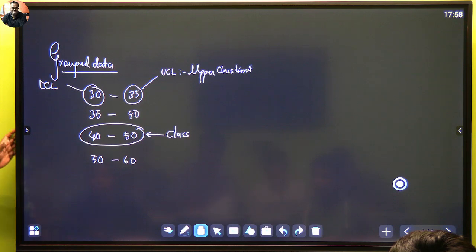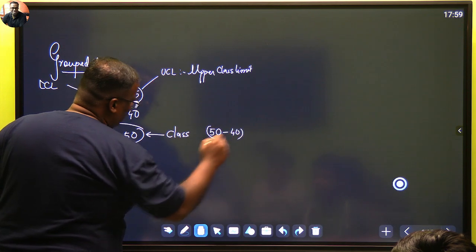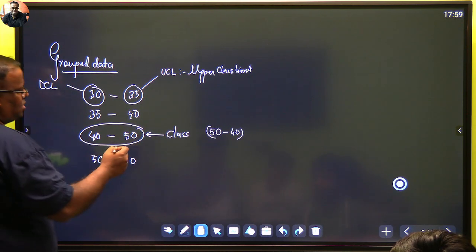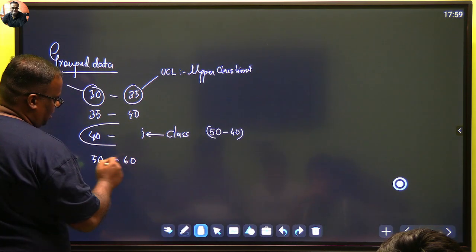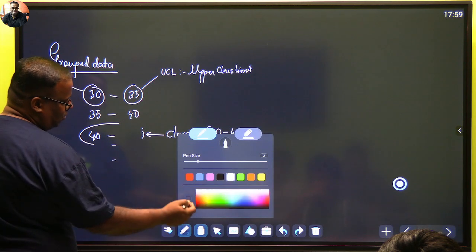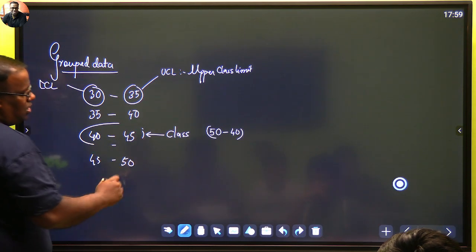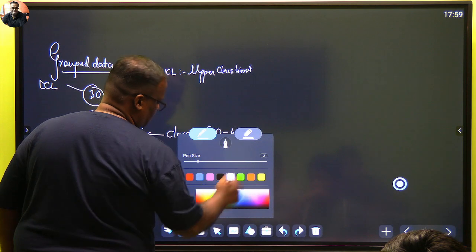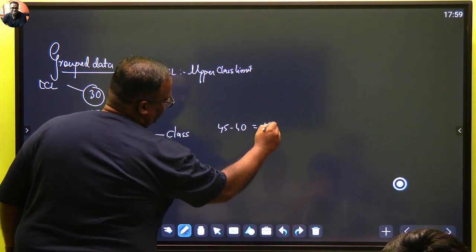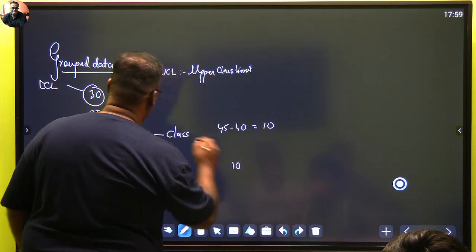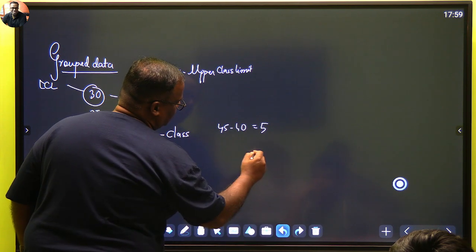ठीक है. 50 minus 40, 45 होना चाहिए था. सॉरी. ओके, सो 45 कर देते हैं. And then 45 to 50. नहीं तो पहले आपको गड़बड़ी हो जाएगा. So say 40 to 45 and 45 to 50. Between 45 and 40 the difference is, sorry, not 10. The difference is 5. If you check here also, the difference is 5.